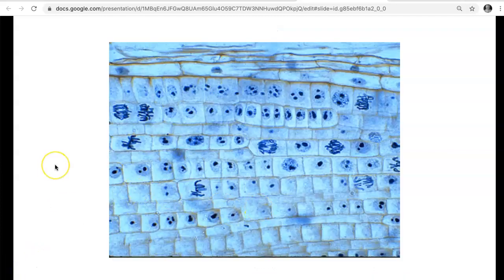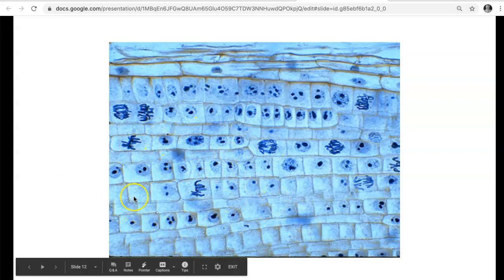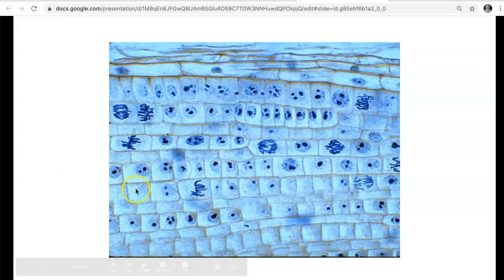So I wanted you to see a microscope slide of this actually happening in cells. This is a snapshot. This is a frozen piece of onion root tip. It's been dyed blue so that you can see the chromosomes much easier. So I'm going to look at a couple different cells. Now, many of these cells are in interphase, like this cell right here.